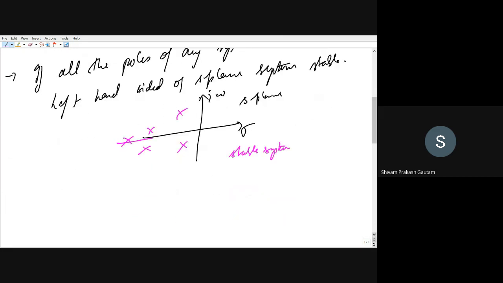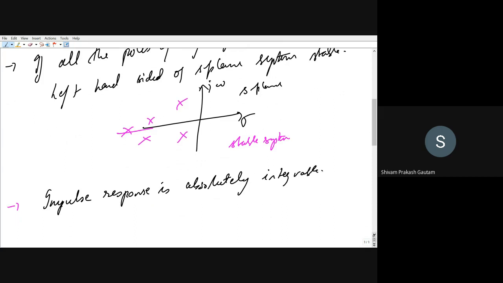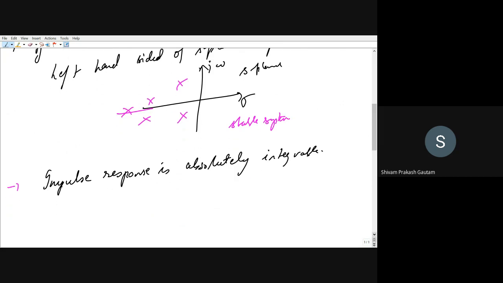The next definition is that a system is BIBO stable, that is bounded input bounded output stable, if and only if its impulse response is absolutely integrable. This is another definition of a stable system. Suppose you have a system and its impulse response, then the impulse response of the system should be absolutely integrable, right?